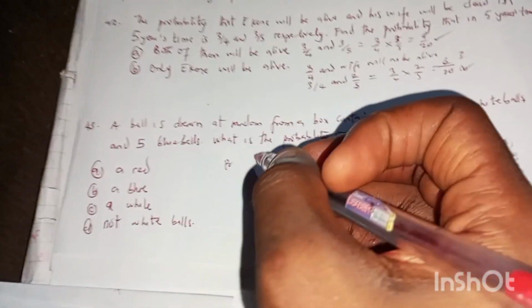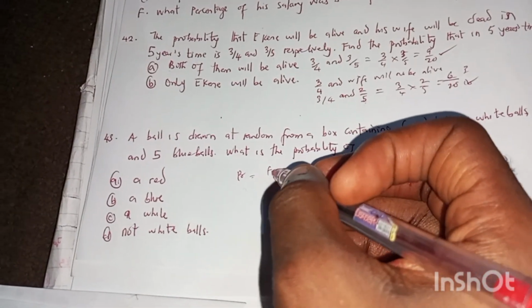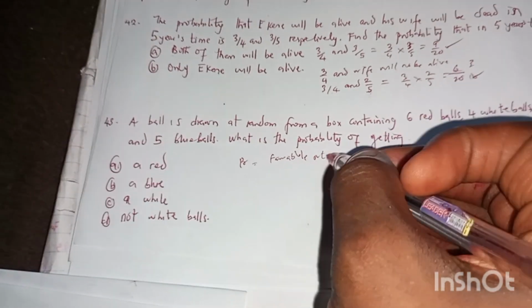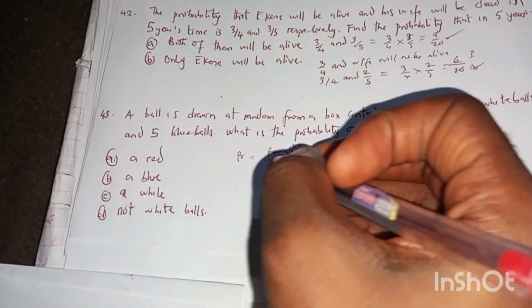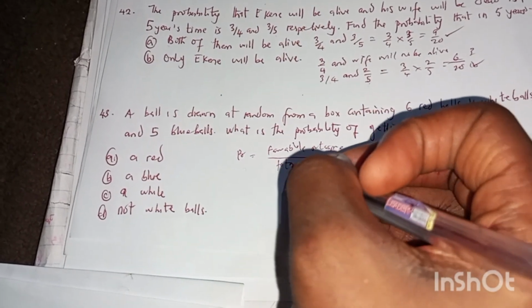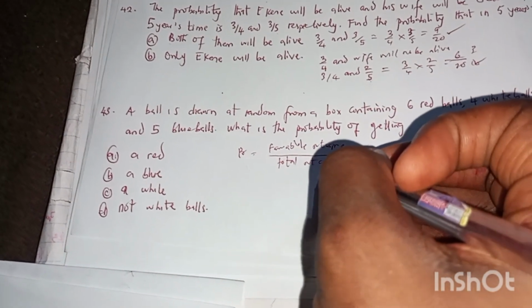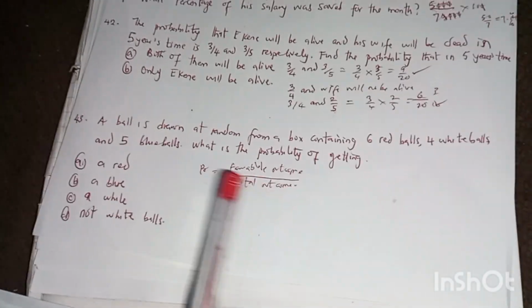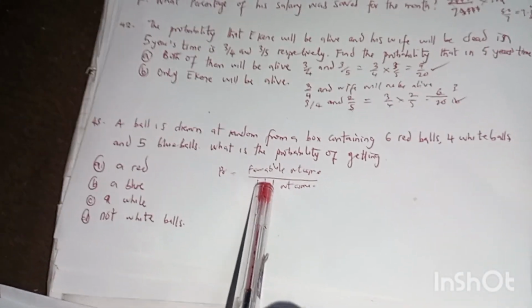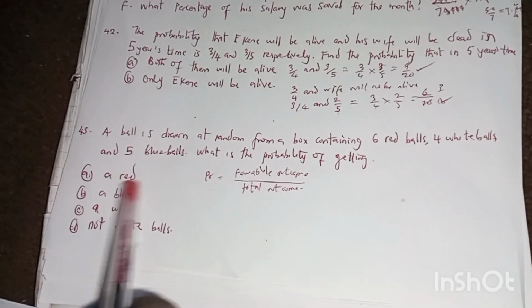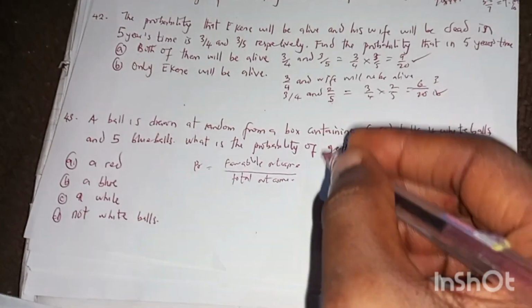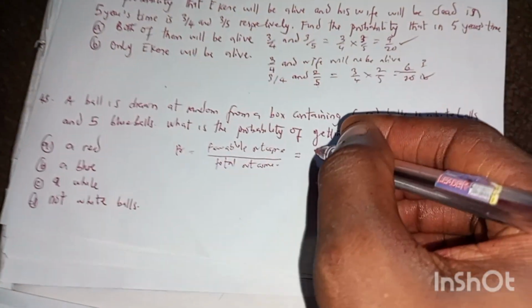Alright. Probability is what? Favorable outcome all over total outcome. What we mean is, for example, for red ball, favorable outcome is how many red balls are there. How many red balls are here? There are 5 red balls.